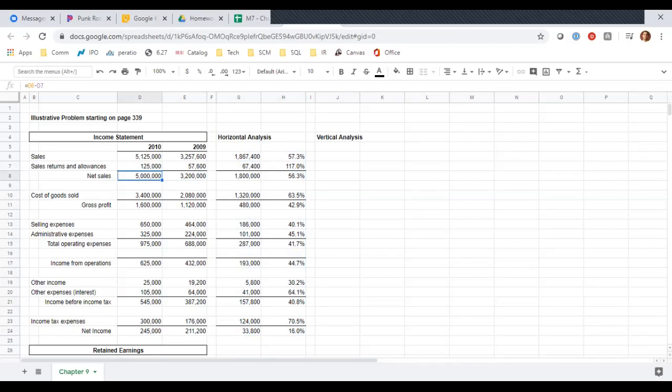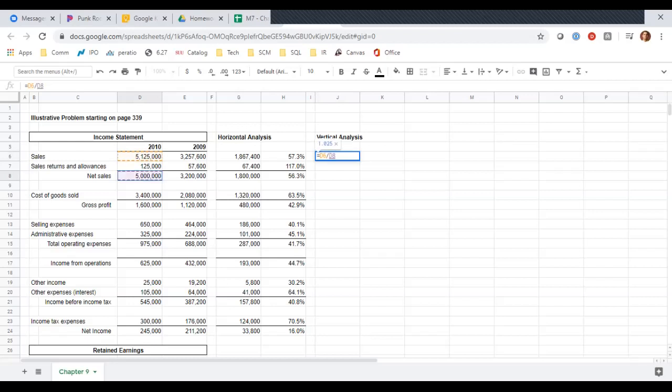Okay, so for this, I want to use net sales. You can use sales or net sales, but in this case, we're going to use net sales. Okay, so to get the percentage of each of these income statement items as a percentage of net sales, you're going to take that item. So we're on the sales line, so we'll take sales. We're going to divide sales by our net sales.